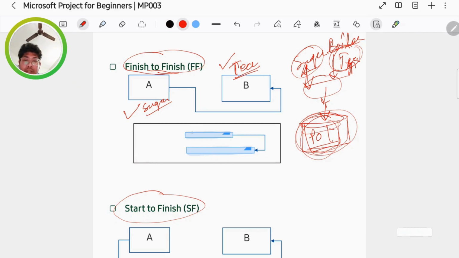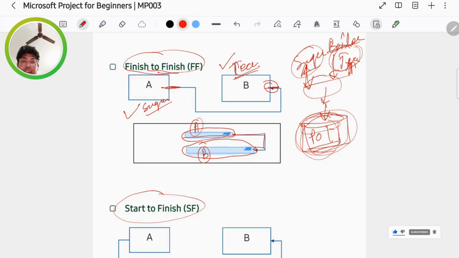So suppose this is addition of sugar and this is addition of tea. Putting sugar takes this much time, and putting tea takes that much time. But we are telling a finish to finish relation. That's why it is connecting from the end side to the end side. That means it is connecting in finish to finish, so both of them should finish at the same time.